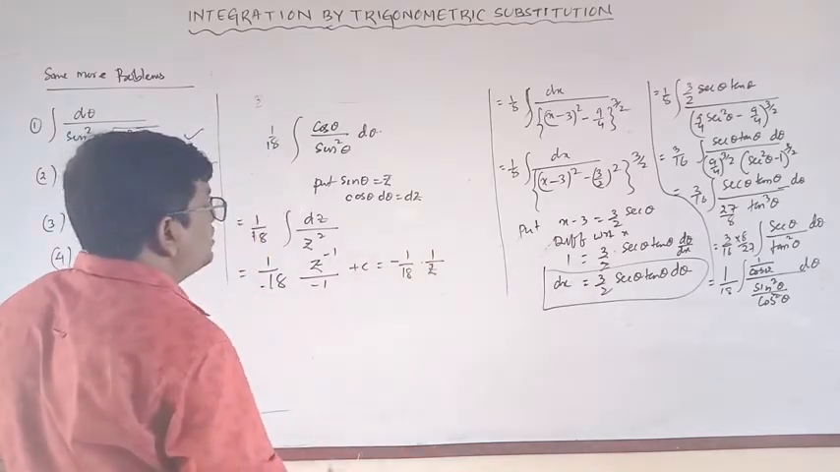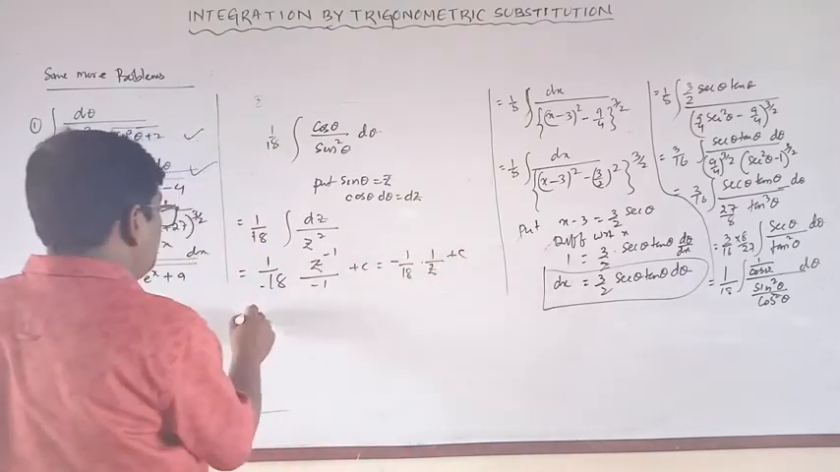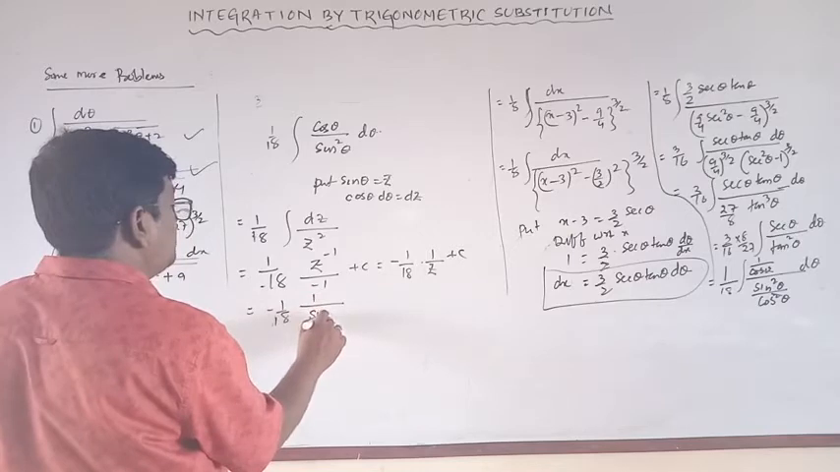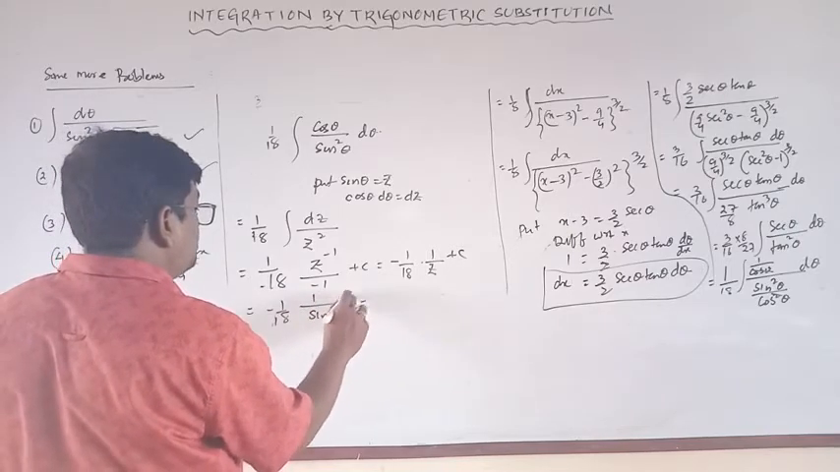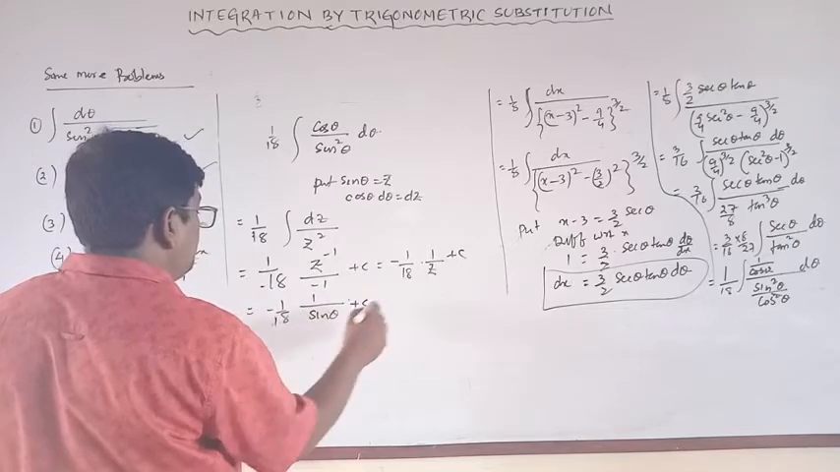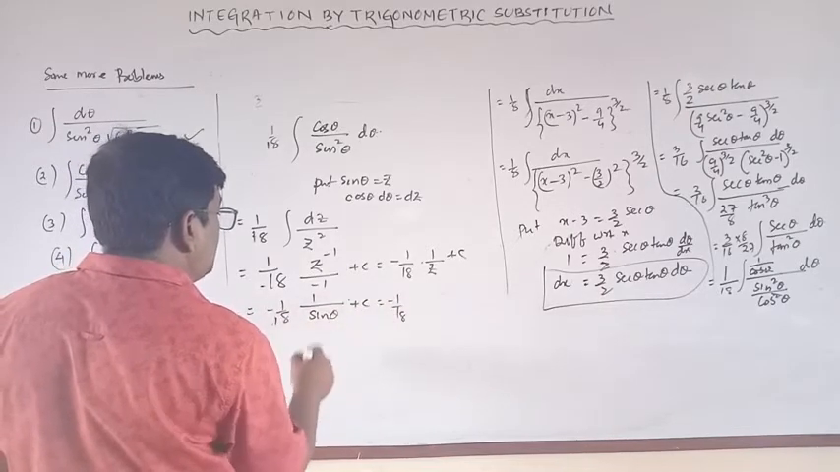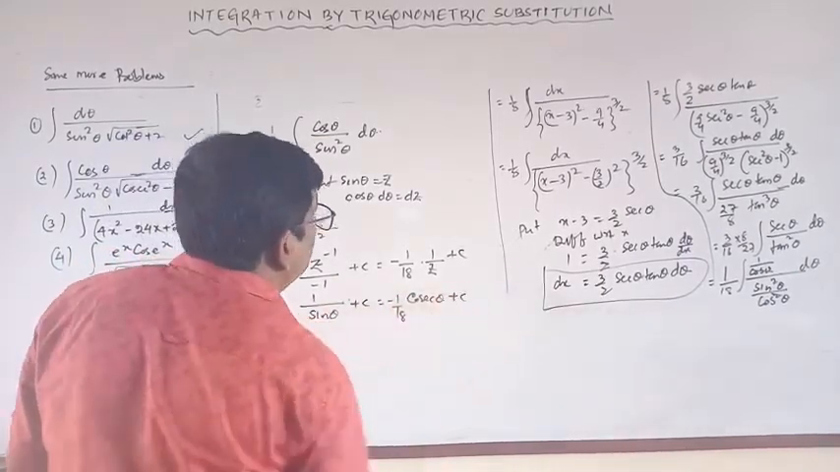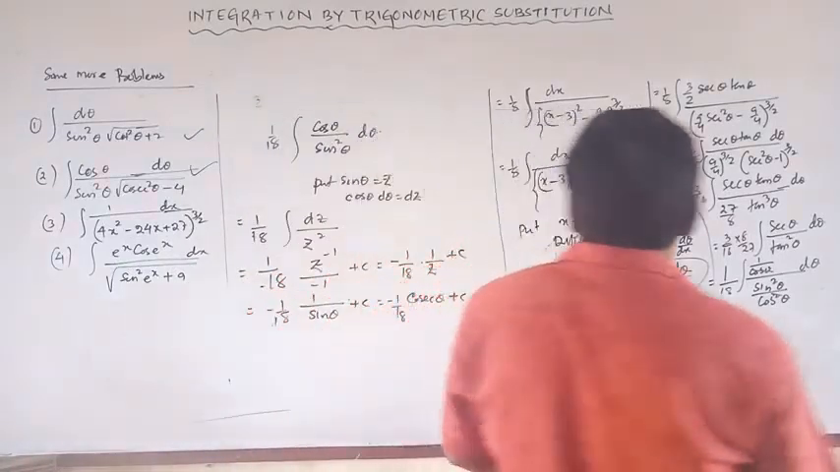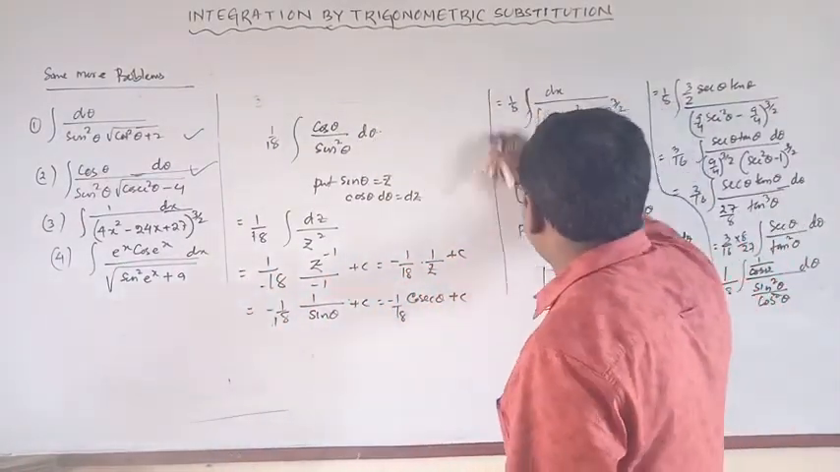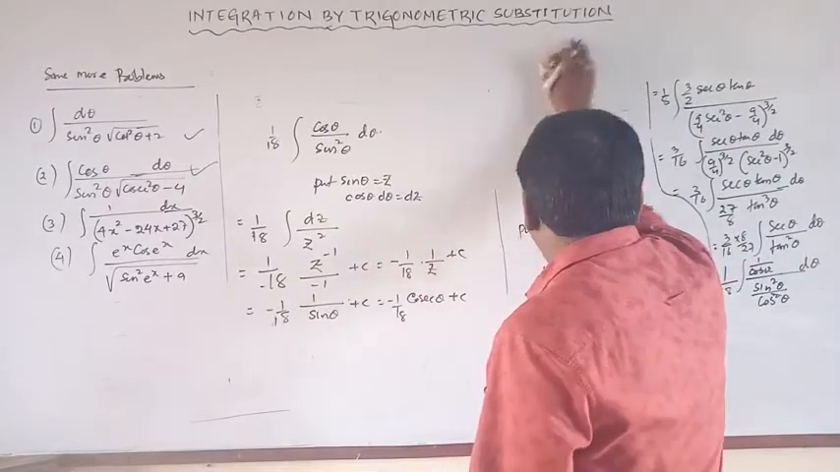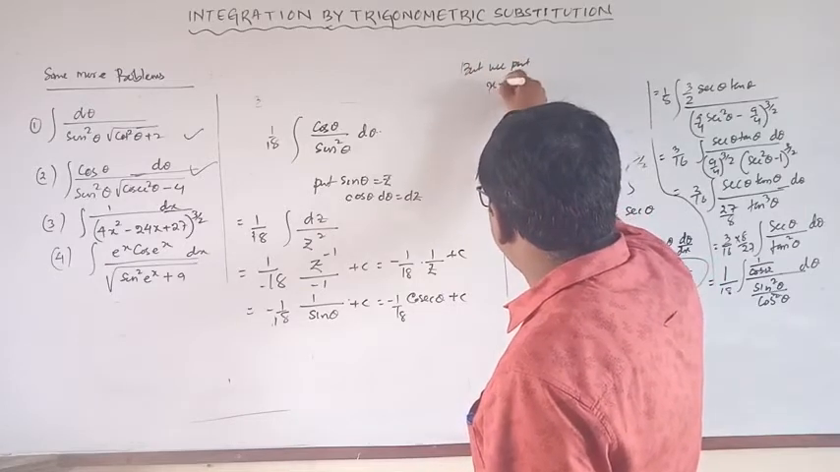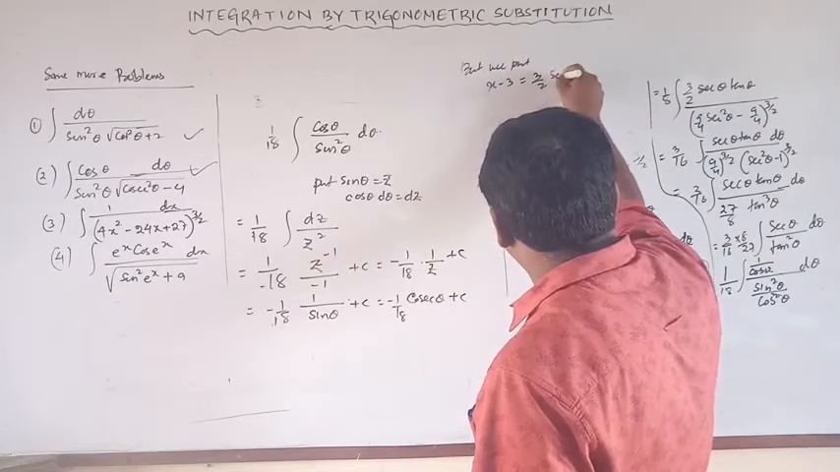So z is equal to what? Sin theta plus c. So minus 1 by 18, this is 1 by sin theta. So minus 1 plus c. Okay. So minus 1 by 18, 1 by sin is cosec theta plus c. But we have sec theta is equal to what? We put x minus 3 is equal to 3 by 2 sec theta.